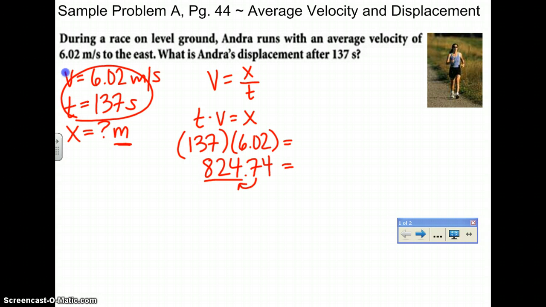824, what's the 7 do to the 4? Does it round it up or keep it the same? The 7 would round it up. So therefore, our final answer should be 825 meters is your displacement.